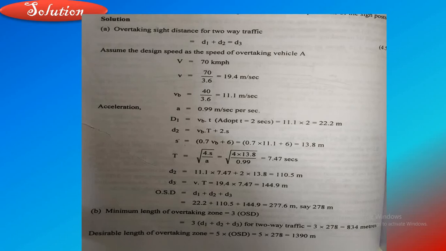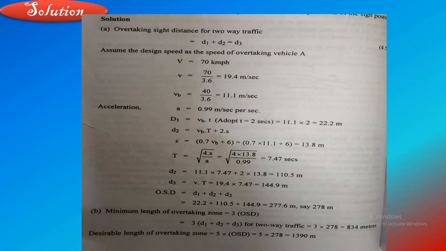So D1, D2, D3, we know the formulas, we derived them in the derivation. So assume the design speed is the speed of overtaking vehicle A. A is overtaking B. So that's why the design speed V is given here, that is 70 kmph. So meter per second, small v equals capital V by 3.6, that is 70 by 3.6. Then the value is 19.4 meter per second.